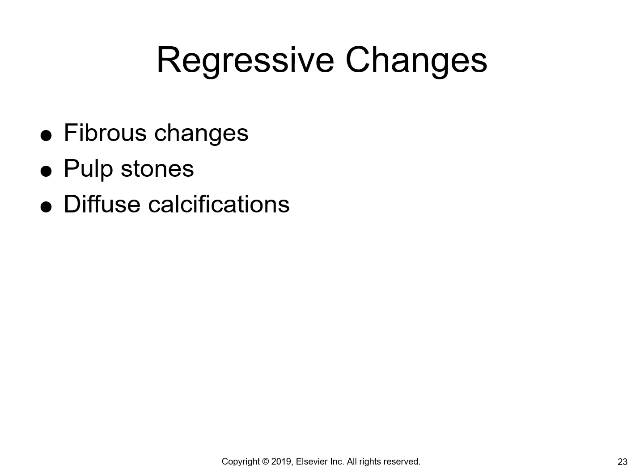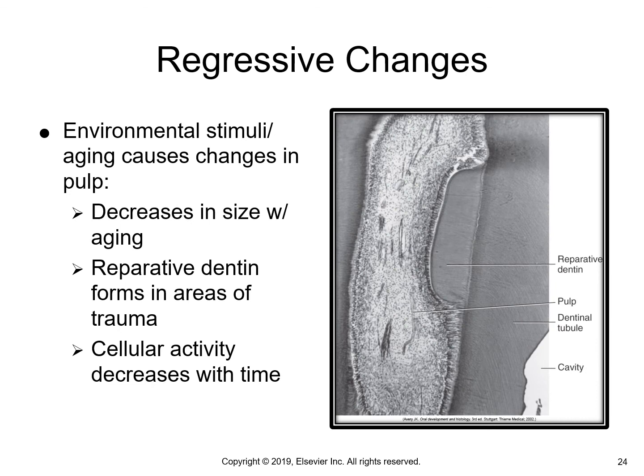Some regressive changes can happen over time with pulp. Exposure to stimuli from the environment can cause changes, such as trauma. This can cause a decrease in the size and can stimulate reparative dentin to fill in the area where dentin has been lost. As we age, the pulp chambers become smaller due to that constant replenishment of dentin. And also over time, cellular activity decreases as it does with all cells, so dentin is not immune to that, nor is pulp.